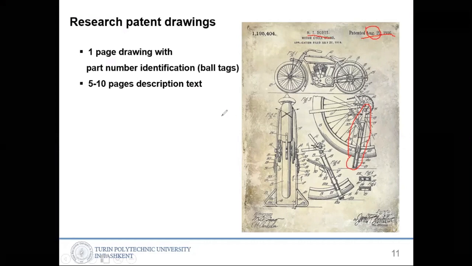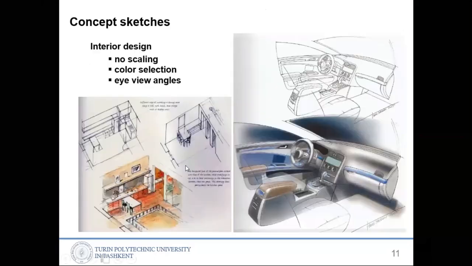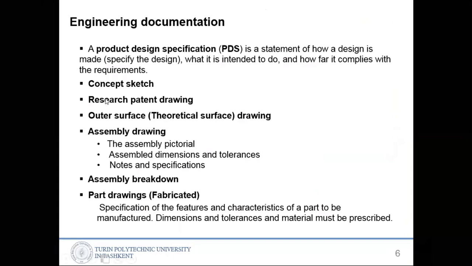He described everything with text and with graphically drawn things. One-page drawing with part number identification, bold tags or balloon tags or just tags. This is called a research patent drawing. He invented it, and then he did the patent, so then he can sell this idea to other companies and get money if it is successfully used. Or another company producing this can buy the patent from him and become the owner of this idea. This kind of documentation might be needed at that stage.